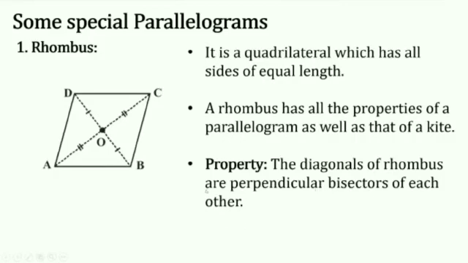Remember, one of the properties of a parallelogram we discussed in the previous slide was that the diagonals of a parallelogram are bisectors. But here the diagonals of a rhombus are perpendicular bisectors. That means they bisect each other at right angles. So in this diagram, angle DOC will be 90 degrees. Because this is 90 degrees, all the remaining three angles will also be 90 degrees. So this is all about the rhombus, one of the special parallelograms.